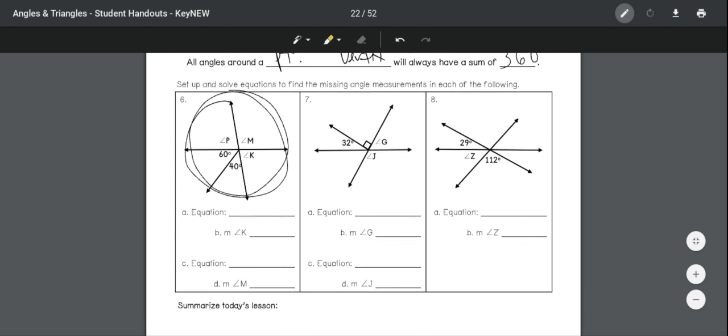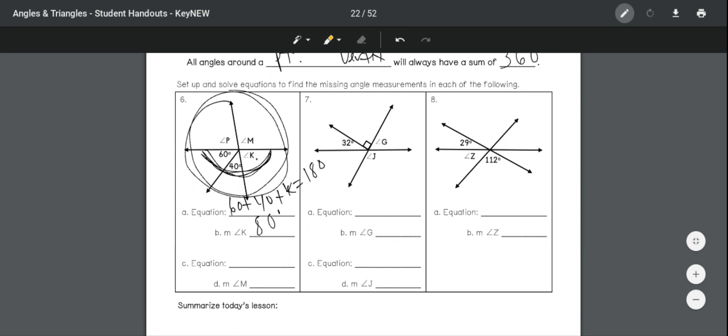So on this one, to find angle K, you should notice that 60 and 40 and K are all on that straight line. So you could do 60 plus 40, or just put 100, plus K equals 180. And then when you solve it, you minus 100 and you get 80 degrees.